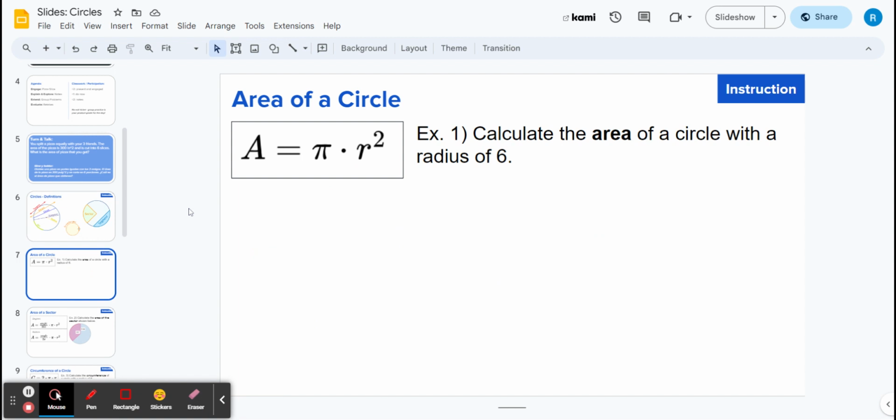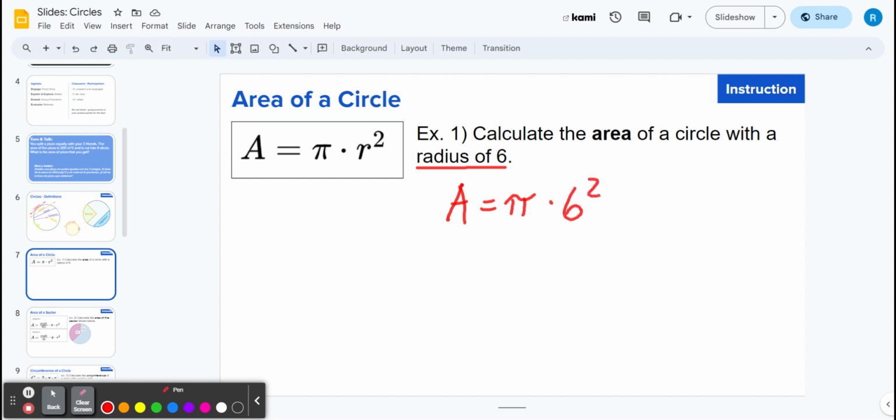So with everything today, we are just doing a crash course in circles. Some of it's review, some of it's brand new. We're doing a formula example. This first one, area of a circle, A equals pi r squared. It's as simple as using that formula. So in this problem, we have radius of 6. So our area is equal to pi times 6 squared.